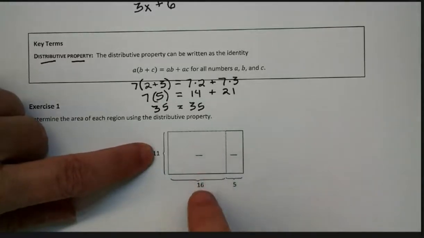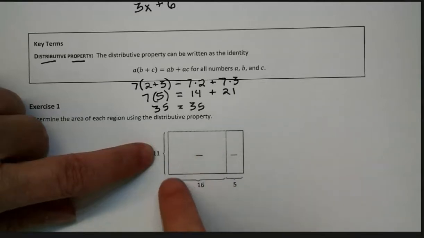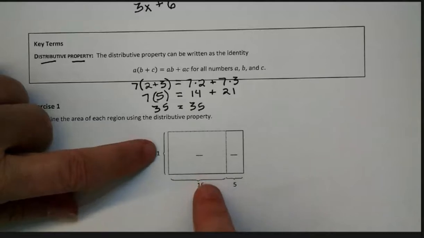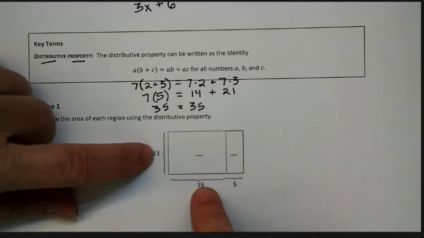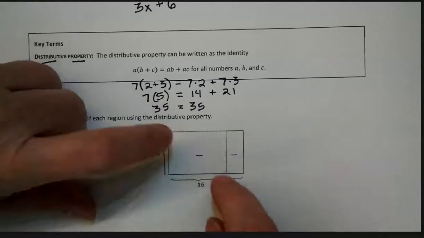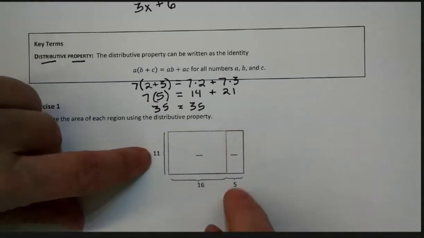You're finding the area of this box because this box right here, or this rectangle, is 16 units wide by 11 tall. Yes, you may use a calculator to calculate 16 times 11, or you may do it by hand. That is up to you. 16 times 11, and you're going to place the value there. This rectangle, this smaller one, is 11 times 5, and you're placing the value there.